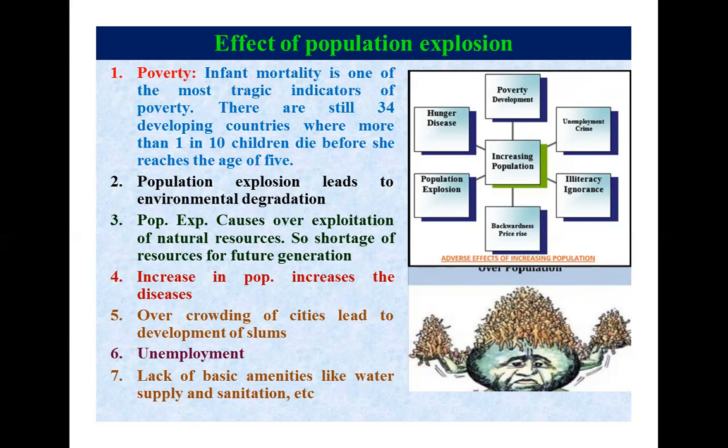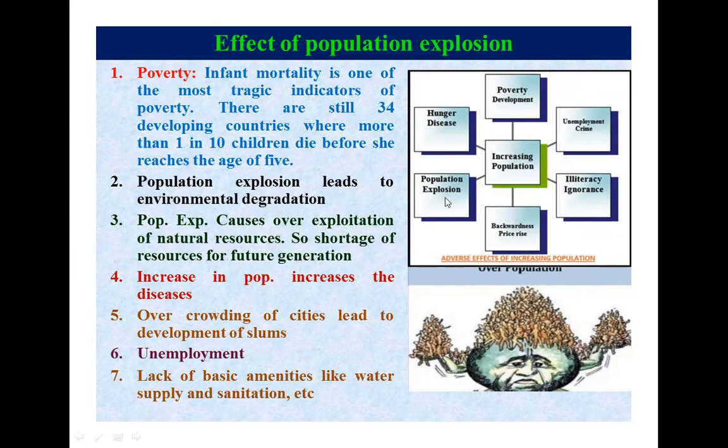Now here, with the help of this diagram, you can see that the adverse effects of increasing population impact various factors. Increasing population can cause the development of poverty. Then increase in population can also cause unemployment and crimes. Increase in population can also create illiteracy and ignorance. Backwardness and price rise are also factors which are impacted to a great extent due to increasing population.